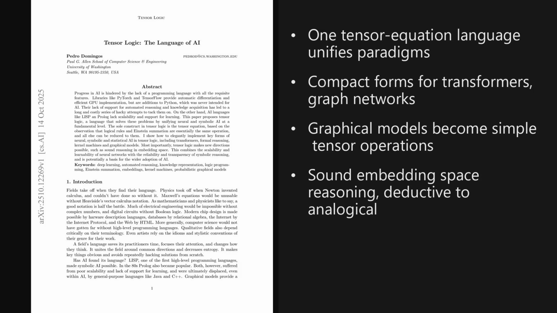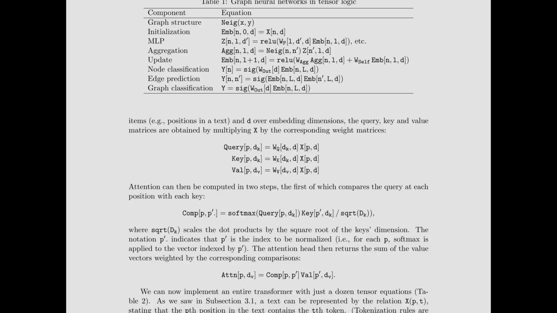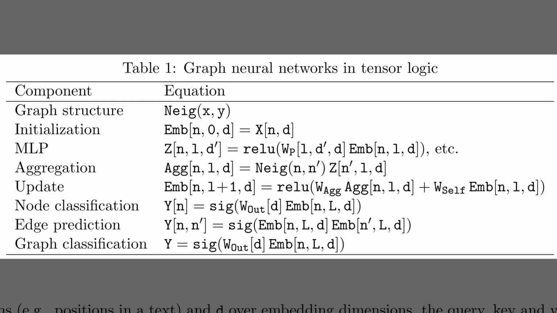And as we will see later, the implications for model design are quite significant. Beyond the unification, the work shows elegant expressions for transformers and graphical models, natural automatic differentiation, scalable implementations, and even sound reasoning in embedding space that smoothly shifts from deductive to analogical. The previous segment introduced the language and its unifying idea.